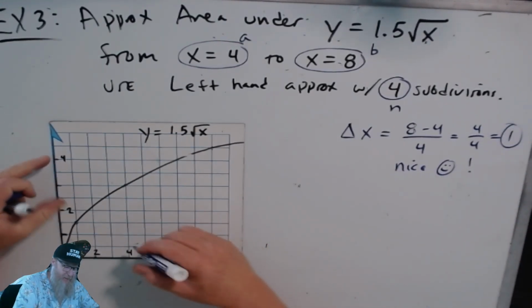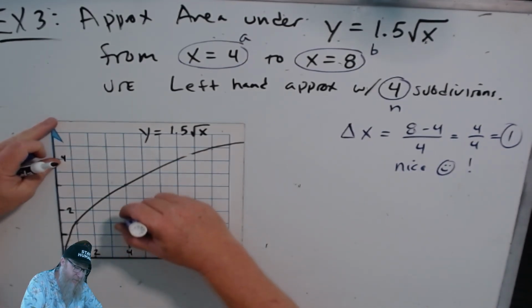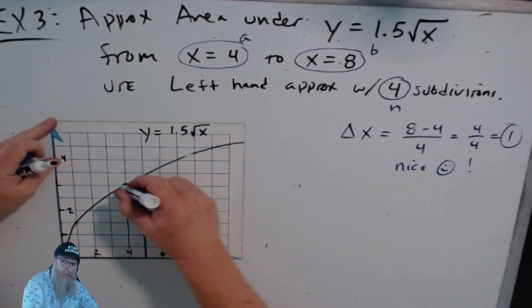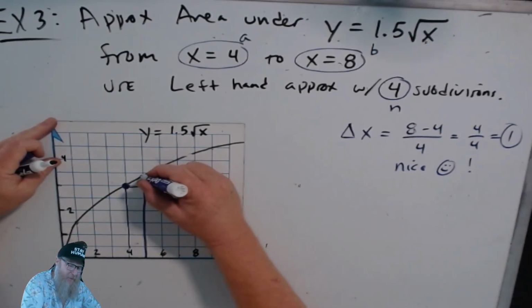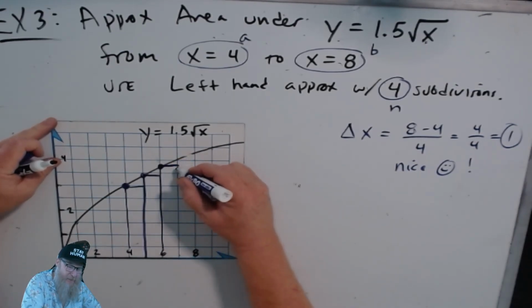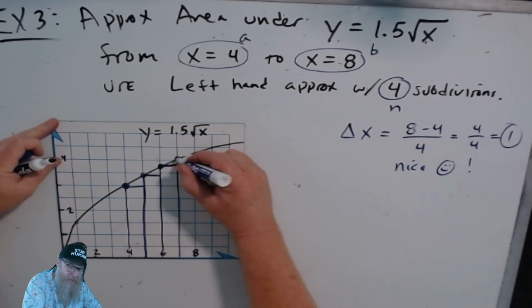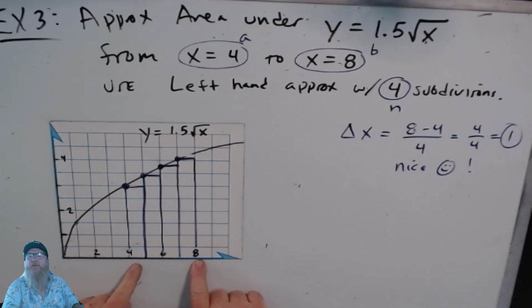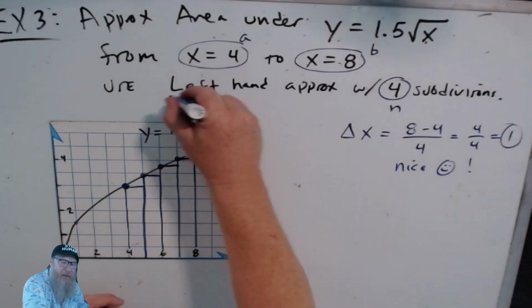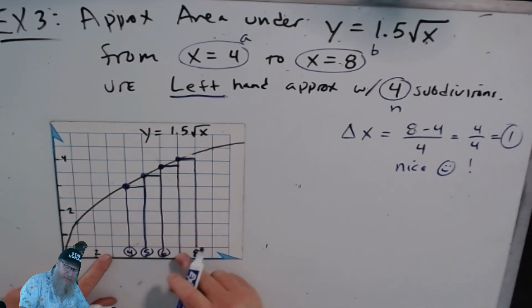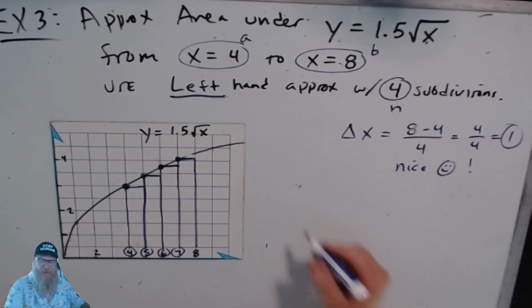You can also see it in the graph here. If I start at 4, I will get, there's my first rectangle. Remember, I always have to use the left-hand point. Then I go to 5. Then I go to 6. And then 7. Now, even though the rectangle goes all the way to 8, because I'm doing left-hand approximations, I'm going to use 4, 5, 6, and 7 for my rectangles.